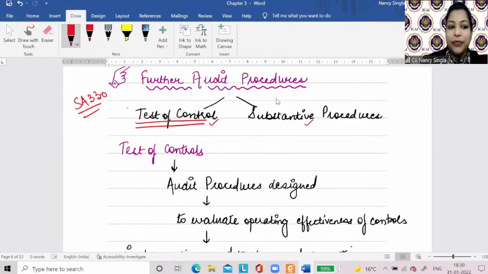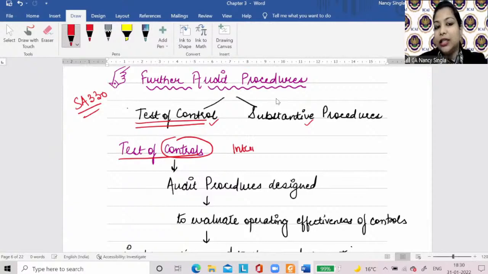Test of controls. Now, as the name suggests, test of controls. Test of what? Test of internal controls that have been implemented by the management. Now, you may ask me that, ma'am, when you were telling us about the risk assessment procedures, you said that auditor will obtain an understanding of the entity and its environment, including the internal control, right? Now, why again test of control here in order to respond to those risks?